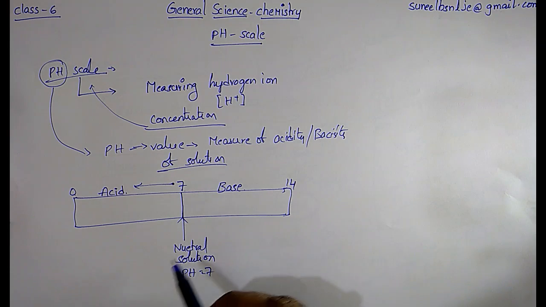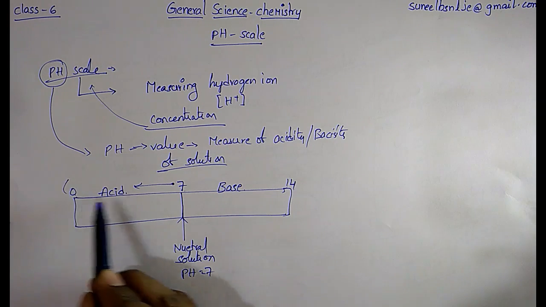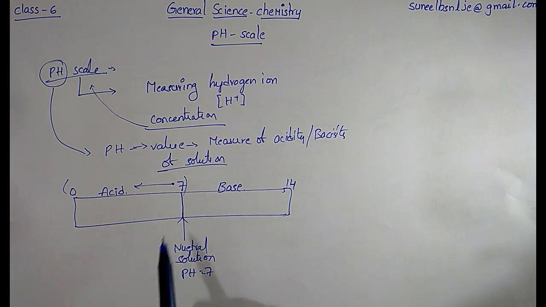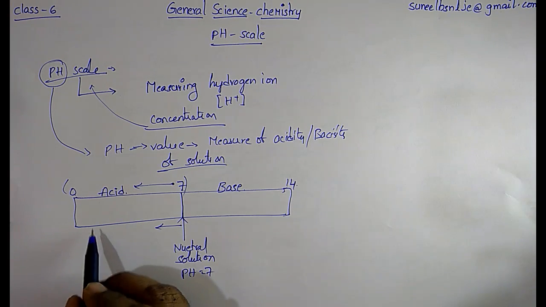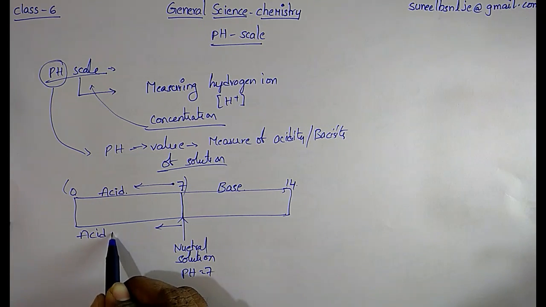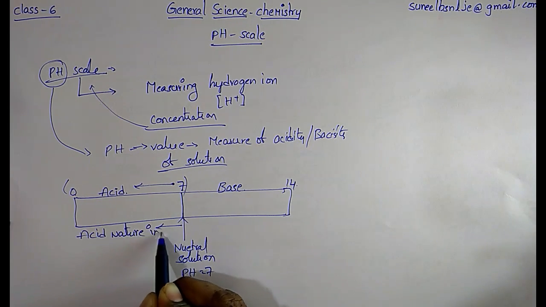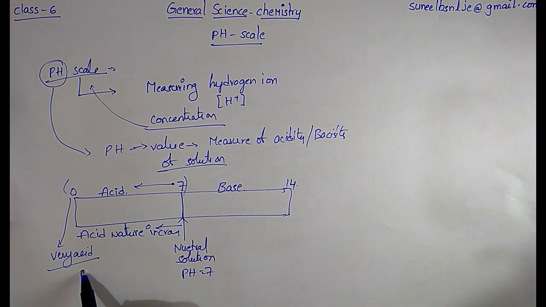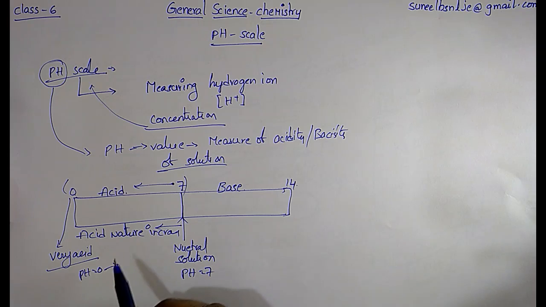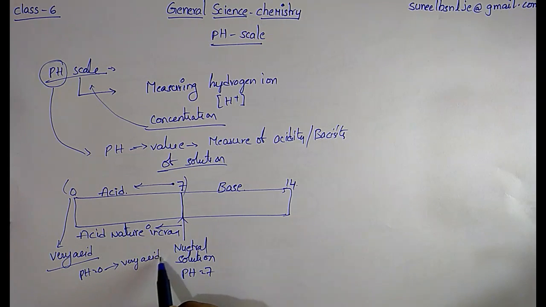Once again, if the pH value is equal to 7, then the solution is neutral. If the pH value is from 0 to 7, the solution is acid. From 7 to 14, the solution is base. And from 7 to 0, the acid nature increases. So we can say that 0 is very acidic. If any solution has a pH value of 0, then it is considered very acidic.